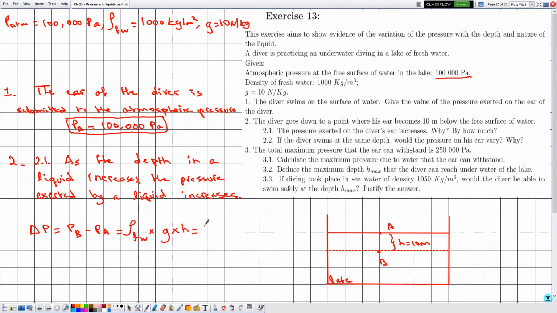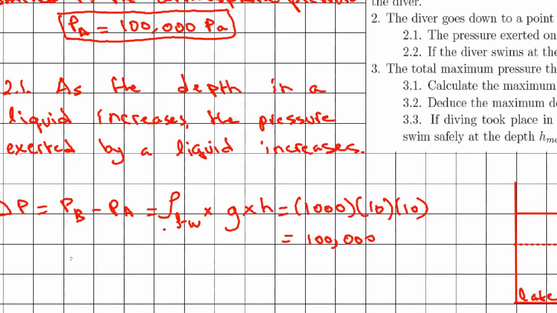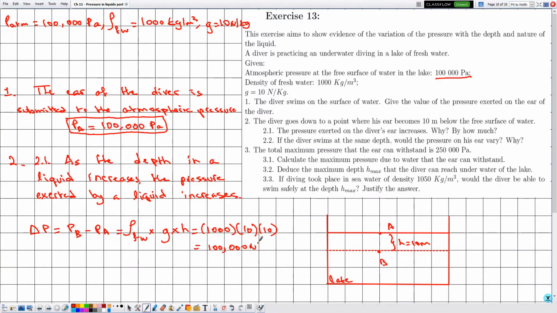Now the value of the density is 1000. The value of g is 10, and the value of h is 10. Plugging this into the calculator, delta P is 100,000. Since all of these quantities are expressed in the SI, the value of delta P will be expressed in the SI, which is Newton per meter square, and usually this unit is denoted by Pascal.